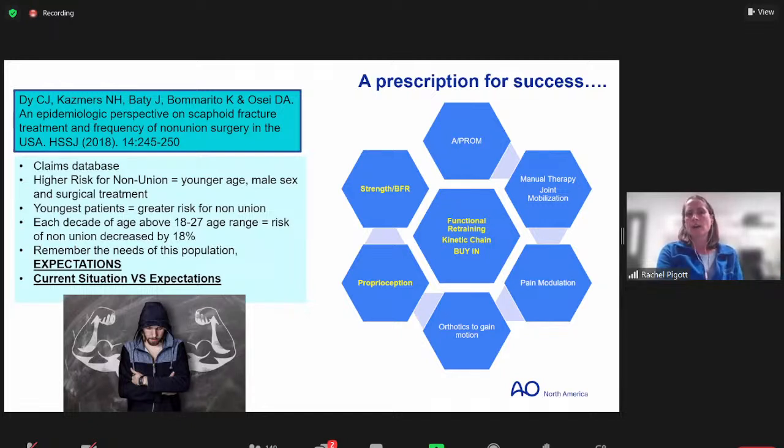More if you're higher risk for nonunion, if you're younger, you have male sex, if you have surgical treatment. And the way I think of it is the expectations of the population. A lot of the times it's a younger, more active person, so there's quite a disparity between their current situation and their expectations. And I find a really important part of rehabilitation for this population is helping to make that match to keep their buy-in and keep them paying attention and listening to your instructions.